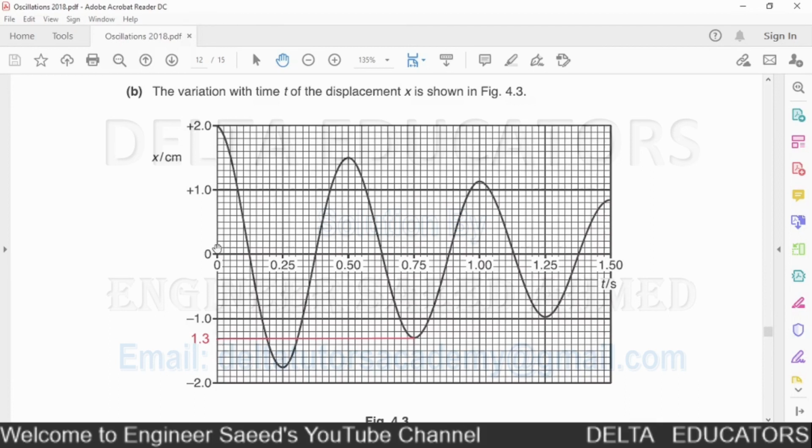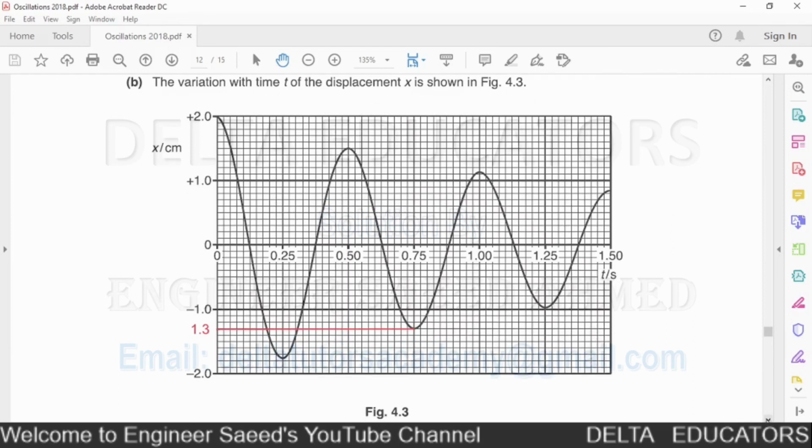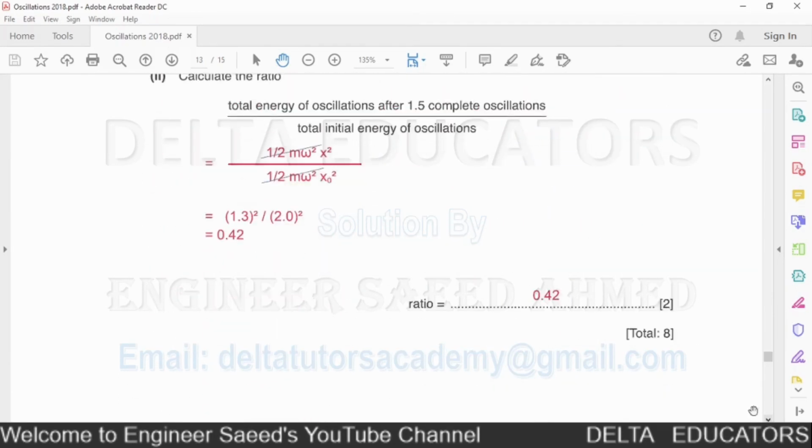And what is the value of x naught? X naught means initial amplitude. Initial amplitude is 2. So the value of x is 1.3 and the value of x naught is 2. In the formula we have square, that's why we take 1.3 square over 2 square. By solving this one we will get the answer 0.42. Since it is a ratio of two quantities, it will not have any unit, we just write the numeric value 0.42.